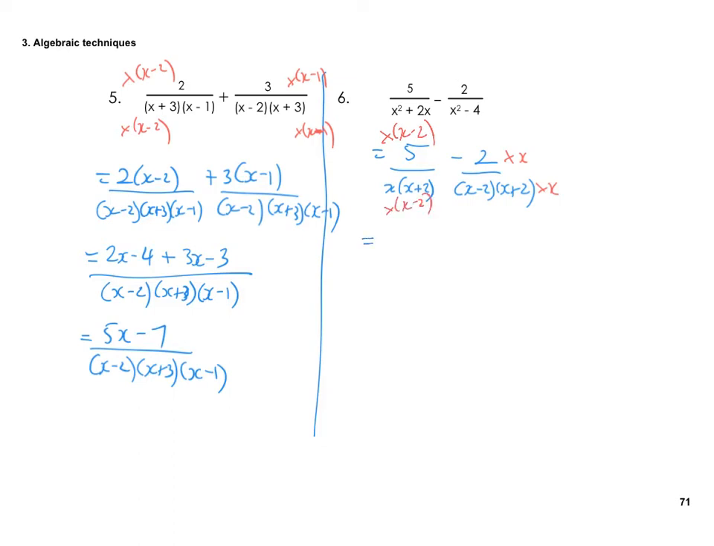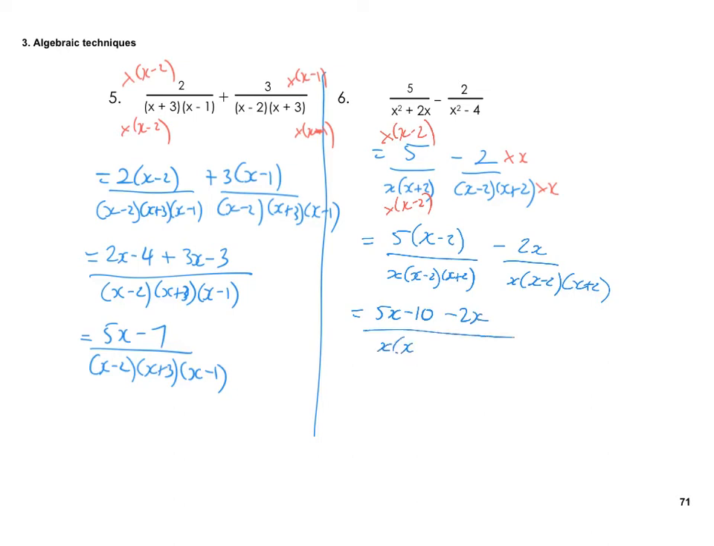Okay, equals 5(x minus 2) over x(x minus 2)(x plus 2), minus 2x over x(x minus 2)(x plus 2). Expanding, 5x minus 10 minus 2x over x(x minus 2)(x plus 2) equals 3x minus 10 over x(x minus 2)(x plus 2).